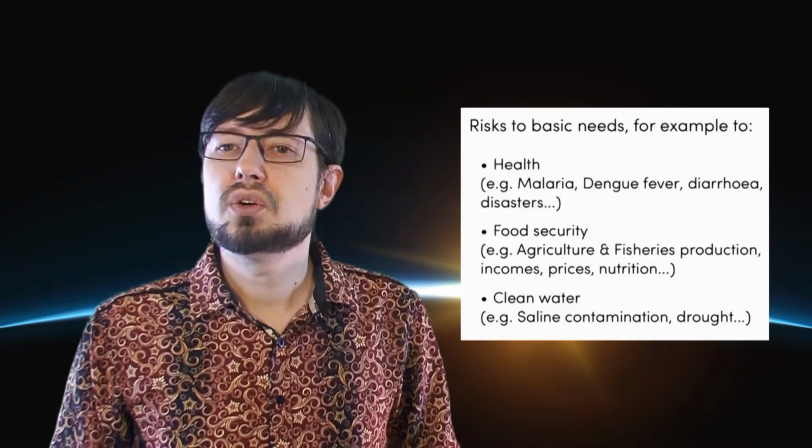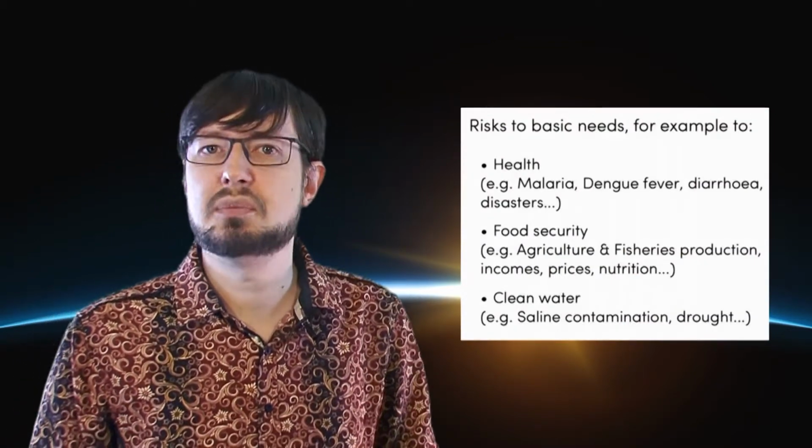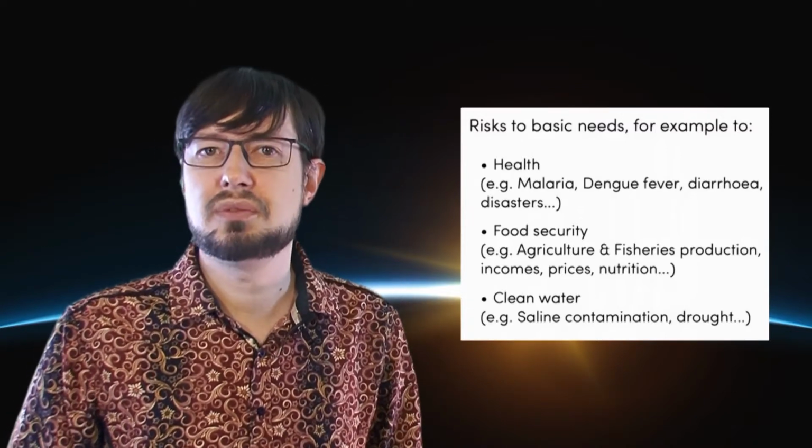So, what exactly are the direct risks to the societies I just mentioned? Well, for example, there are health risks, health issues like malaria or dengue fever, and of course, from natural disasters as well.